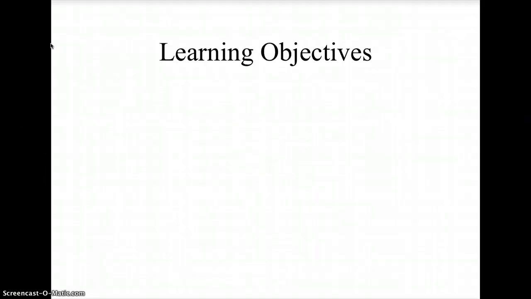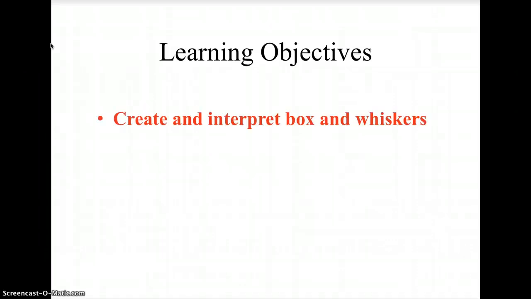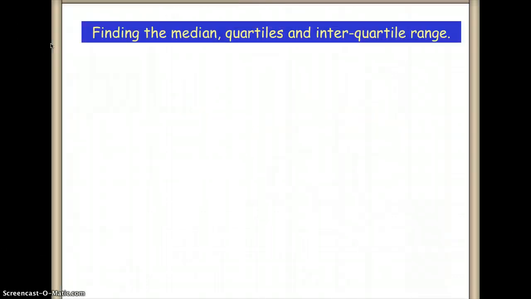Your learning objective for this video is to create and interpret box and whiskers. To be able to create a box and whiskers, you need to be able to find the median, quartiles, and interquartile range. So let's have a short review. I know that you have done this when you did the cumulative frequency curve, the last time that I have seen you. So let's just have a short review.